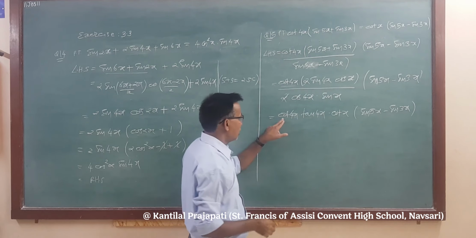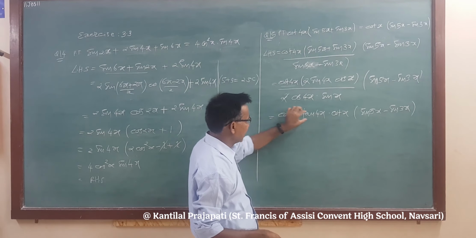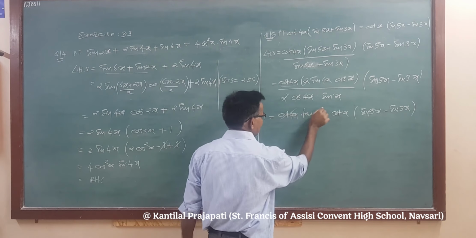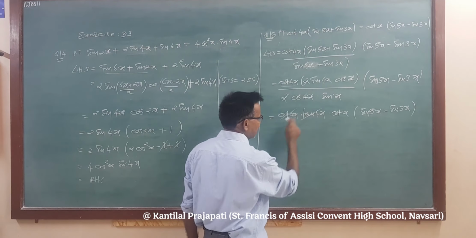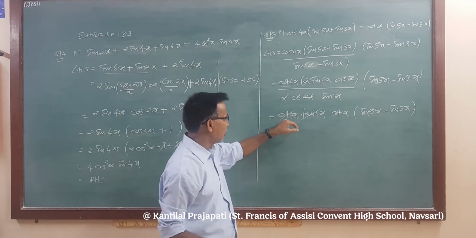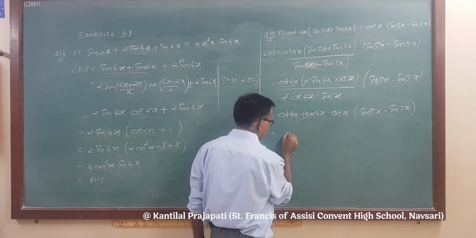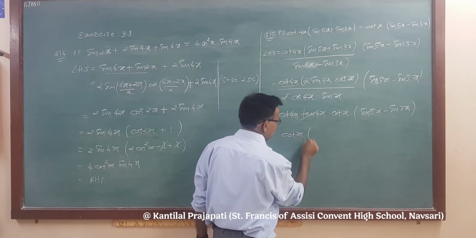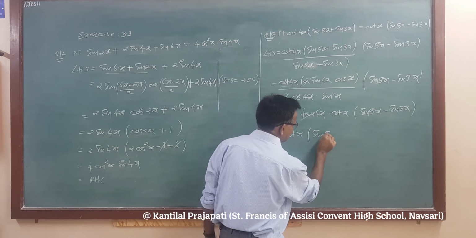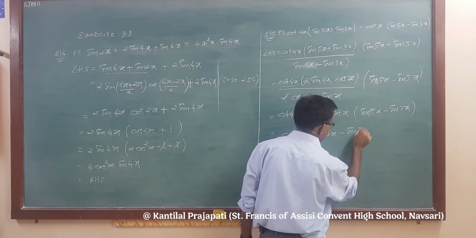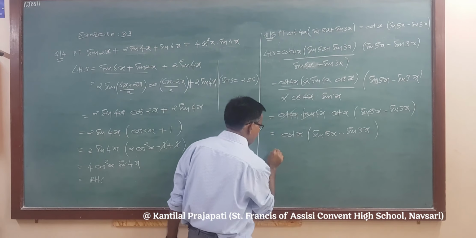So now see the cot into tan with the same angle 4x, they are reciprocals of each other. So this will be 1. This product is 1. Cot 4x into tan 4x is also 1. And therefore what is left? Only cot x into bracket sin 5x minus sin 3x, and this is equal to RHS.